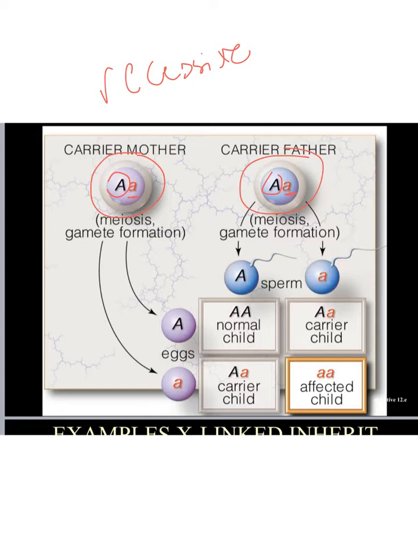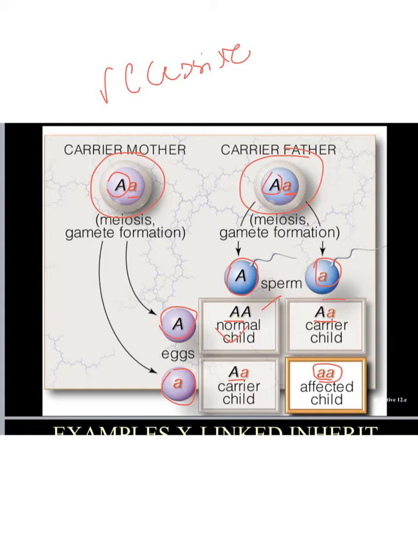When the mother produces her gametes during meiosis, she can give us a big A or a little a, and same thing with father. He's got big A and little a, so he can give us big A or little a. Now when we fill out the Punnett square, we get big A, big A; big A, little a; or little a, little a. So our big A, big A child is normal. We don't have to worry about them. They don't have the recessive allele to pass down.